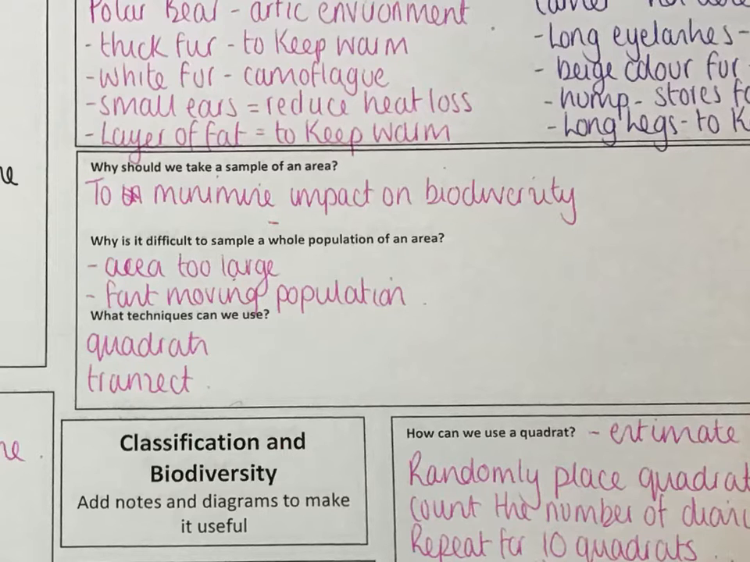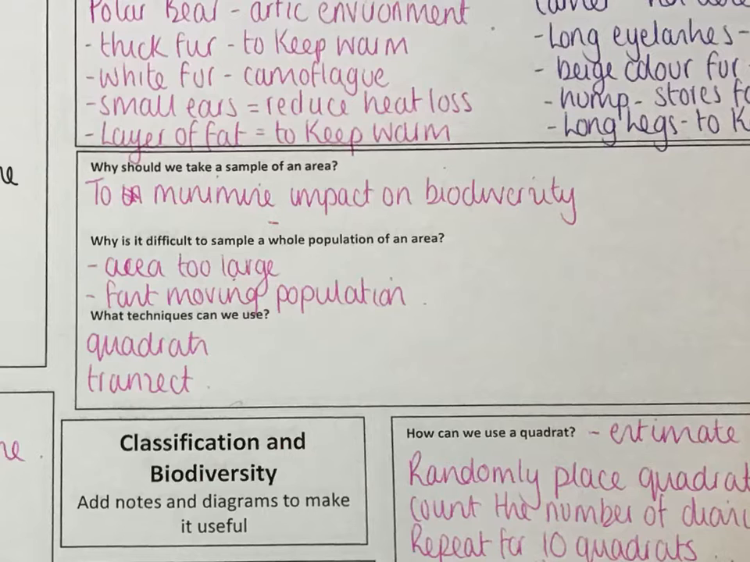Why is it difficult to sample a whole population of an area? Well, the area could be too large. We're looking at the ocean, for example, or a lake, which could be too large, and the population could be fast moving, so it would be really hard to actually count them, or they could hibernate, for example. We're not actually going to see all of them.